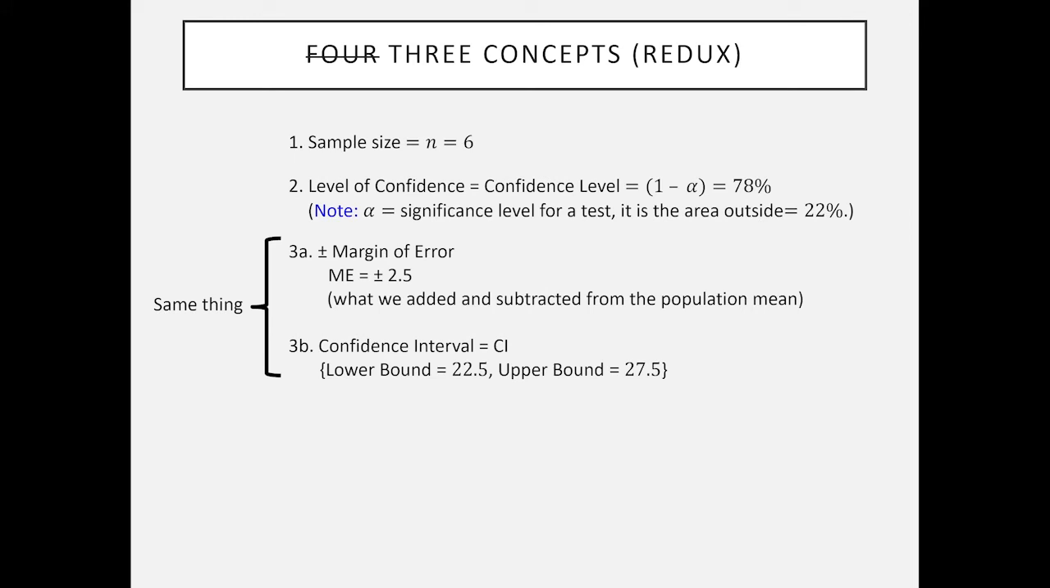A little point here. We've already seen this idea of alpha, which is the significance level for a test, exactly the same thing as the confidence level. In effect, the confidence level is 1 minus alpha. So alpha represents the area outside, which in our case before was 22%. Little note, too, about the textbook, for example, they use capital E for the margin of error. I'm going to keep using ME because it just makes it a bit clearer. E might be something else.